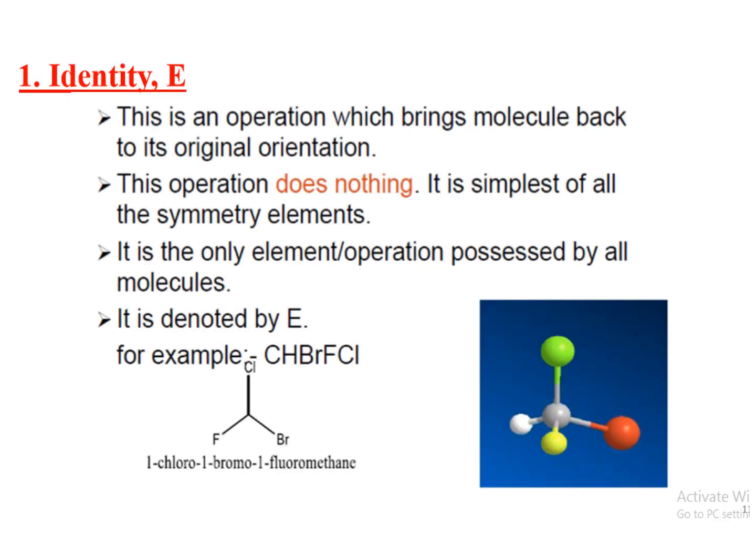First of all, we have identity. Identity is a symmetry element and it is represented by the letter E. Identity is one of the 5 elements. Now, this is an operation which brings molecules back to their original orientation. This operation does nothing. It is the simplest of all the symmetry elements.